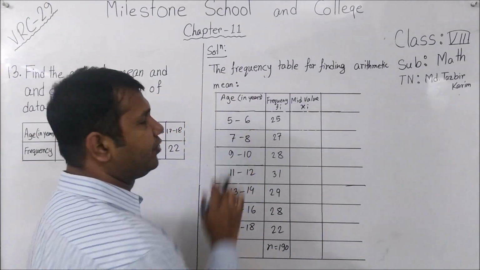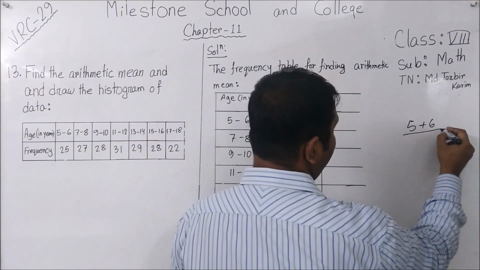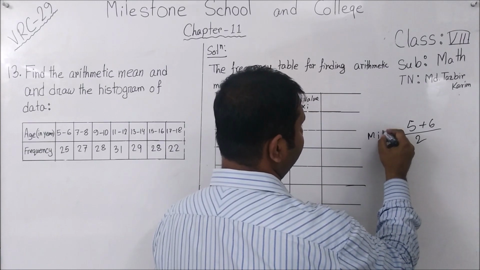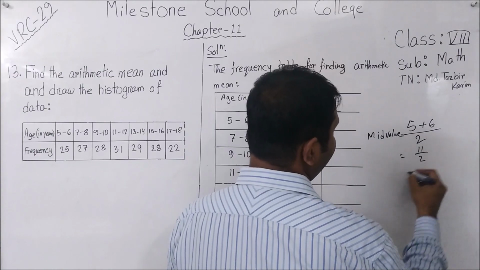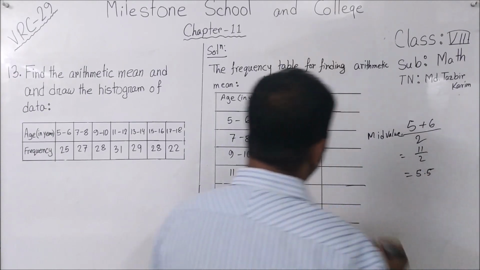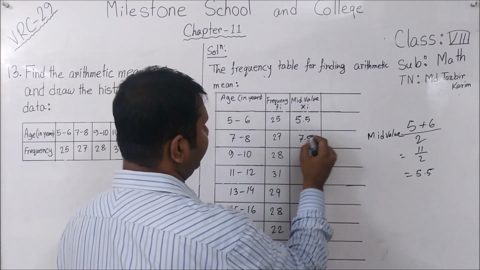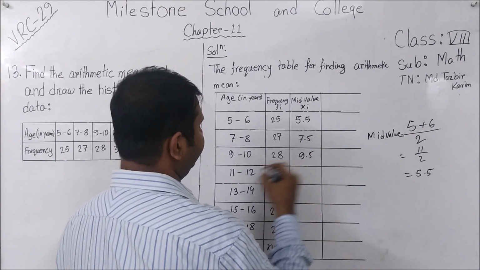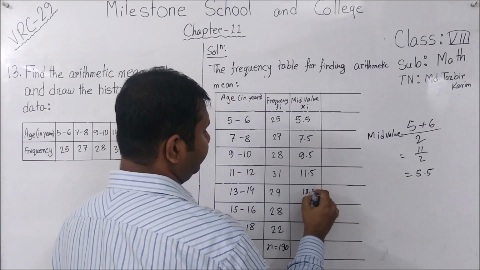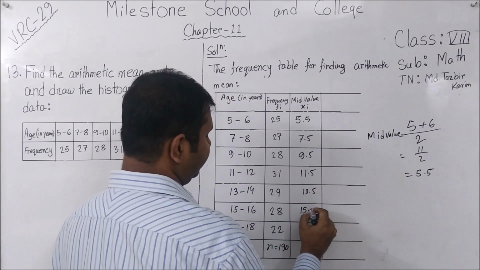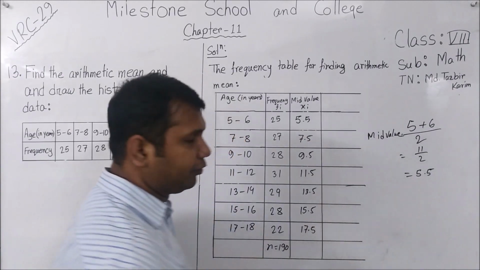We are going to add these two numbers and divide by 2, like this: 5 plus 6 by 2. This is the mean value. So that is 11 by 2, that is 5.5. So this one is 5.5. Similarly, if you add, this is 7.5, 9.5, then 11.5, then 13.5, then 15.5, then 17.5. So these are the mean values that we found.